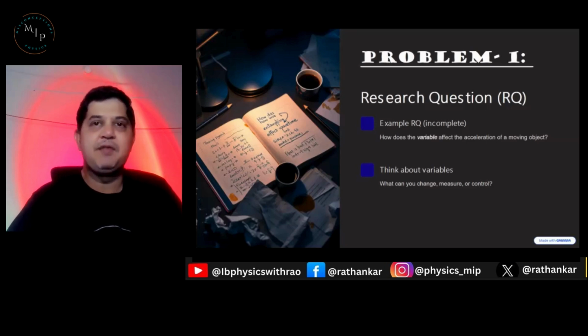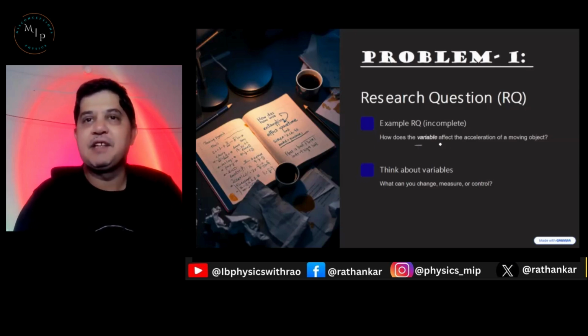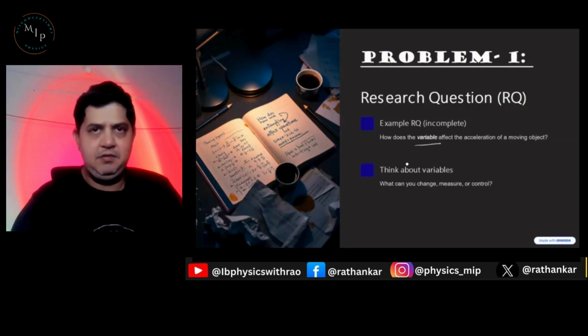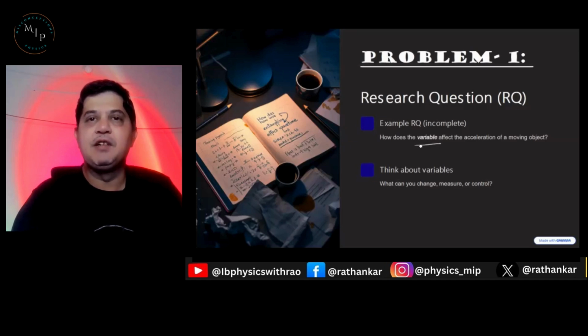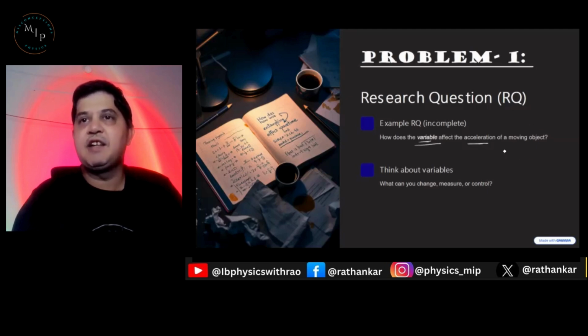The first RQ that we define here is, how does the variable affect the acceleration of the moving object? Very simple thing. Many of us can ask these kinds of questions. So while we put across an RQ, what do we need? We need two things over here. First, we should have a variable. We should have something very defined, which is acceleration. And in what context? The context here is very brief: moving object.